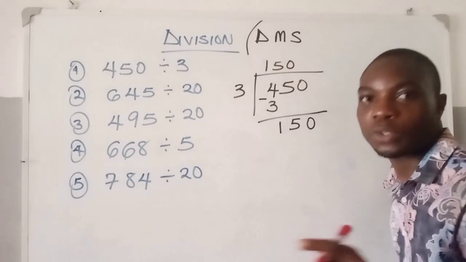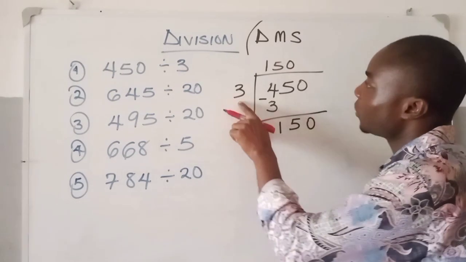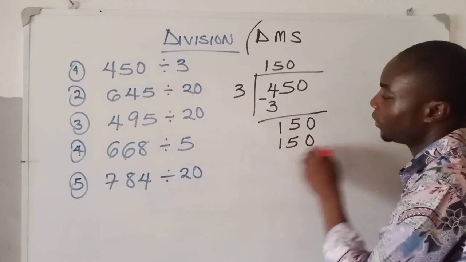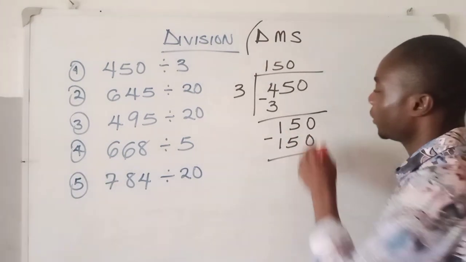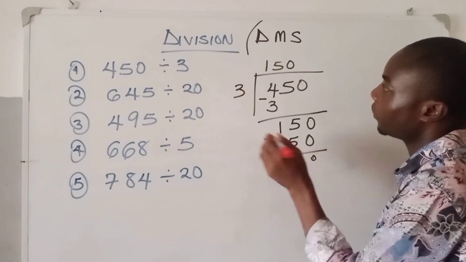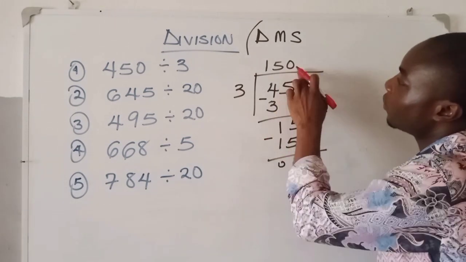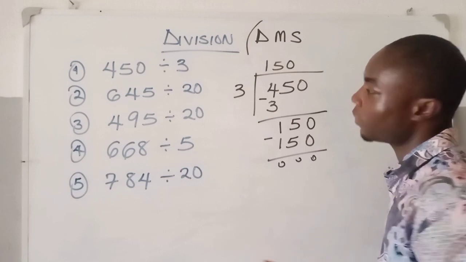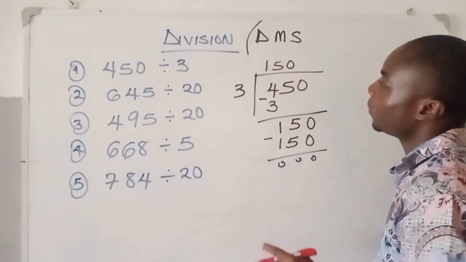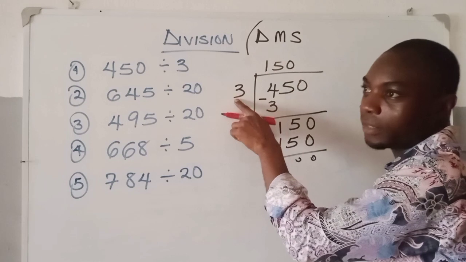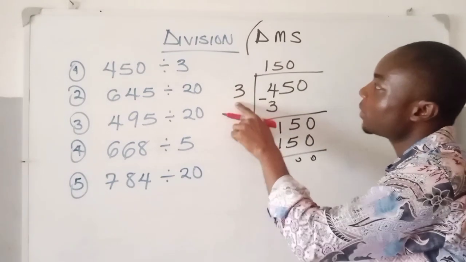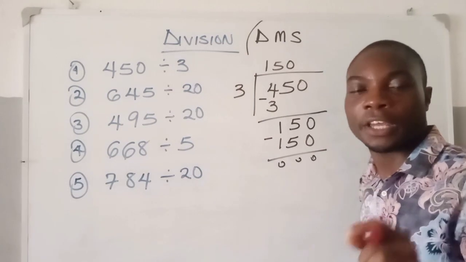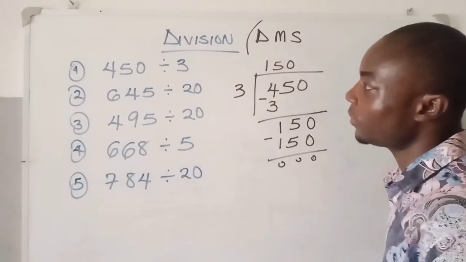The next thing to do is multiplication. Then we'll say 3 times 50, we'll have 150. Then we'll do our subtraction. This will give us 0, 0, 0. All right, so our answer is 150. To confirm if this answer is correct, all we need to do is to multiply 150 by 3. In other words, we say 3 times 150, and that will give us 450. And that confirms the answer is correct.